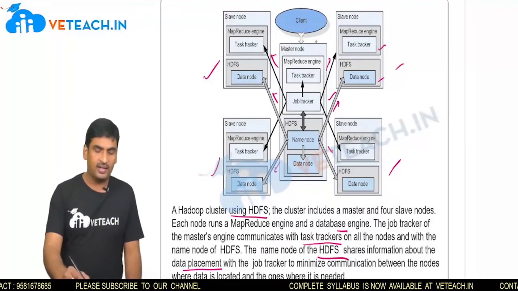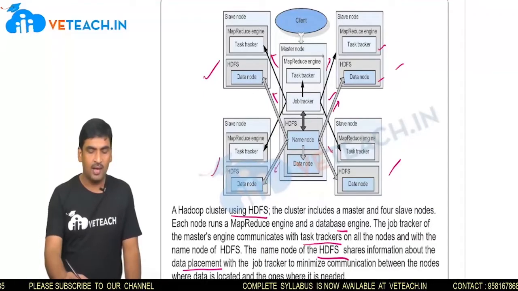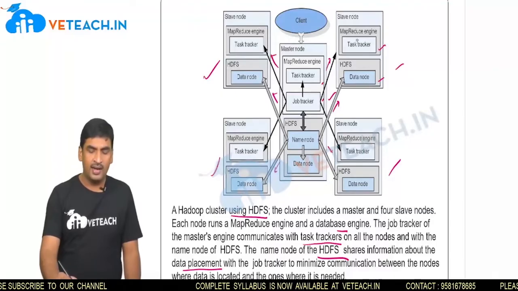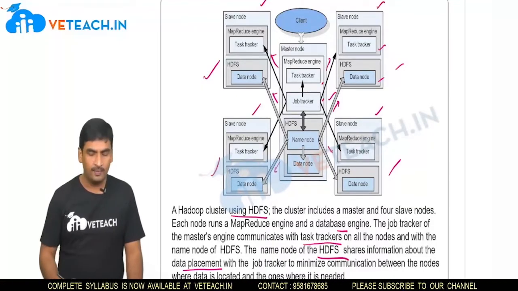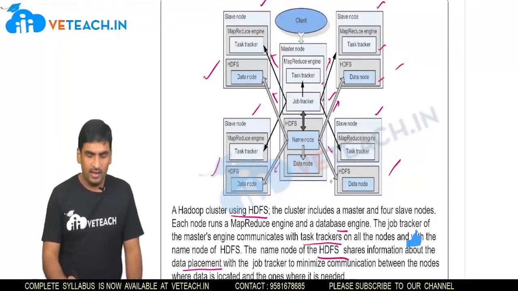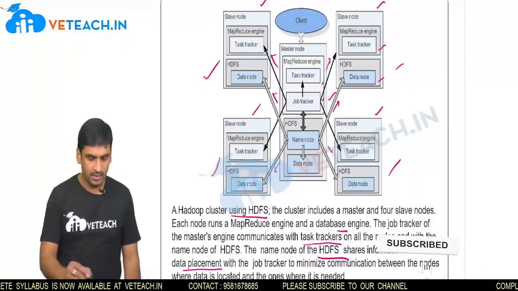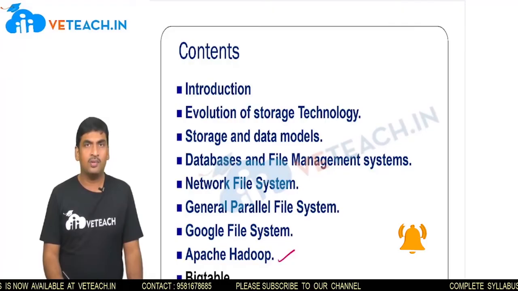The client interacts with the master node. The master node will have the MapReduce engine and the HDFS. In the MapReduce engine, we have the job tracker that interacts with the task trackers of each of the server nodes that are connected here. The name node here interacts regarding where the data is stored, in which servers. So this concludes the architecture of Apache Hadoop. Thank you.